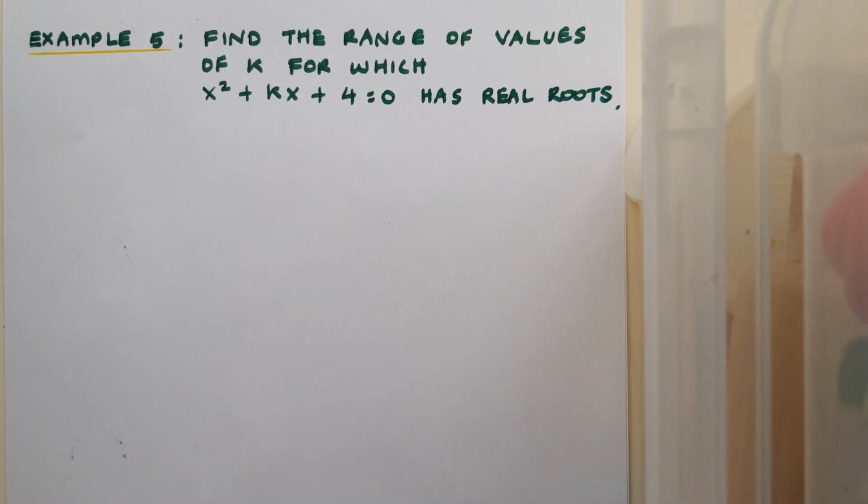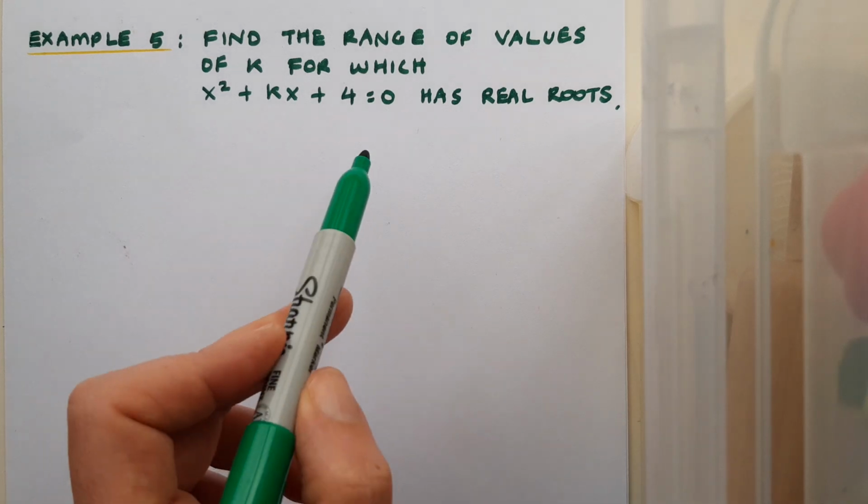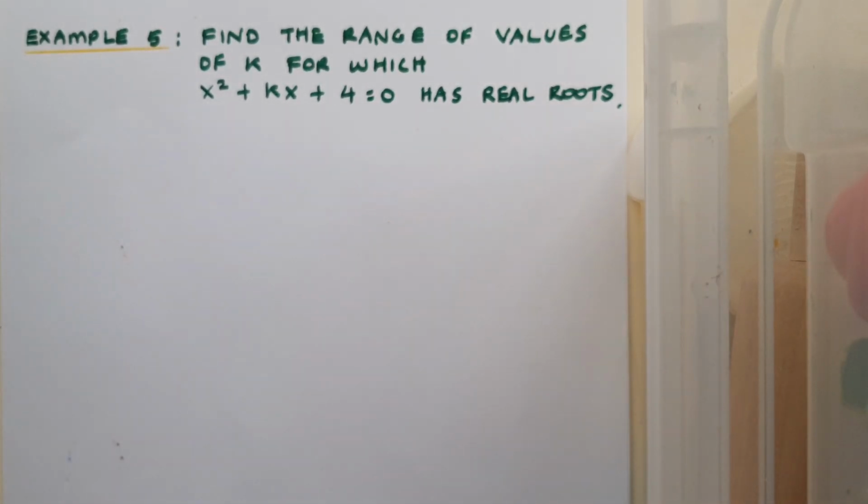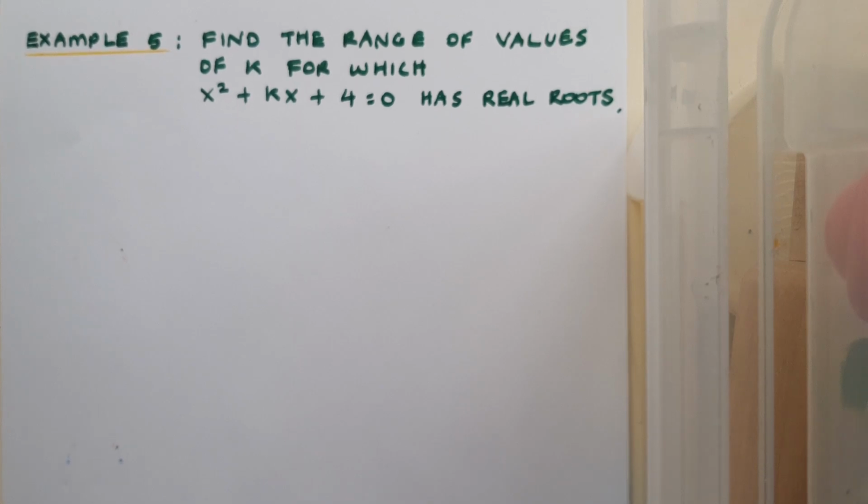Okay, here's one last example. Example 5. Find the range of values of k for which x squared plus kx plus 4 equals 0 has real roots. Now you might look at this question and go, one second, there's no inequality in this, it's an equal 0, so how can this be the same type of question as we saw previously? Well, what you might notice here is the way the question is worded. Find the range of values for which the quadratic has real roots.